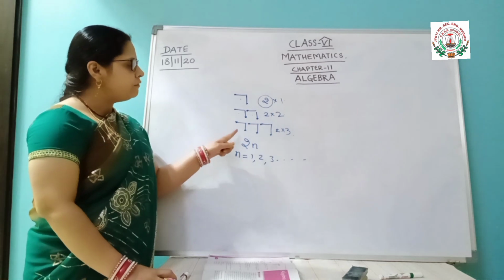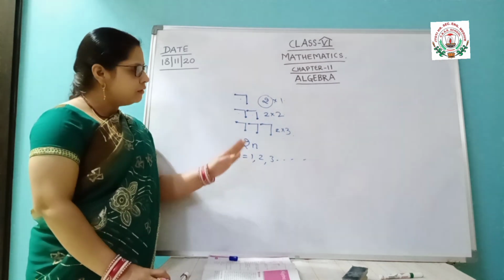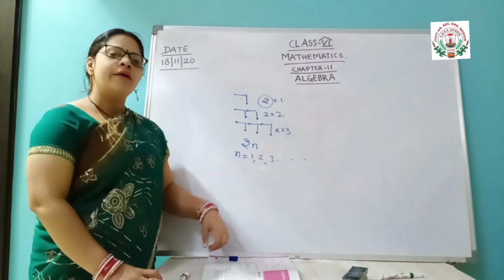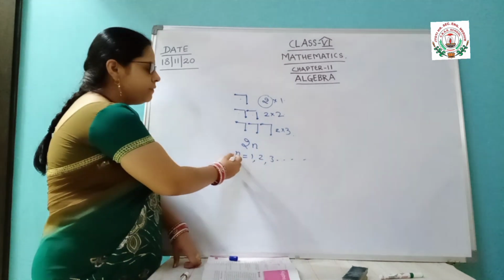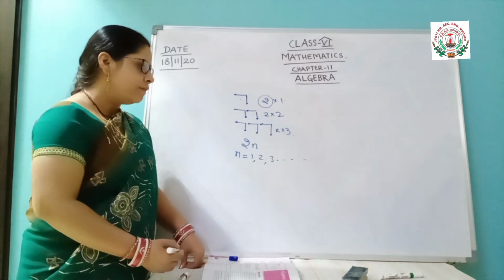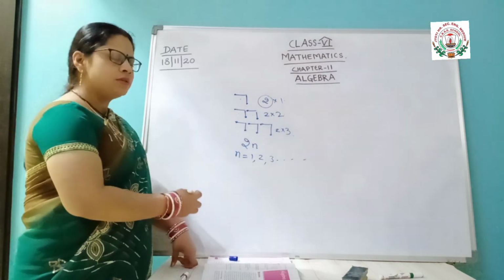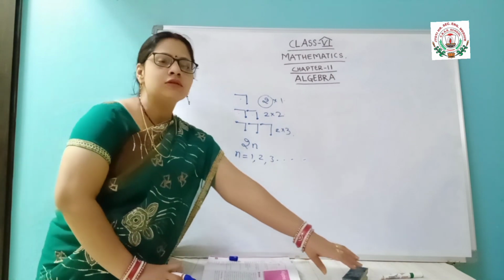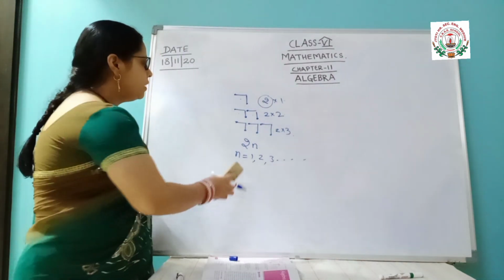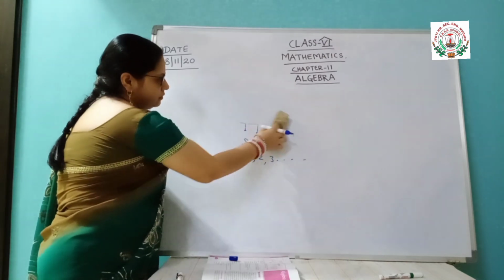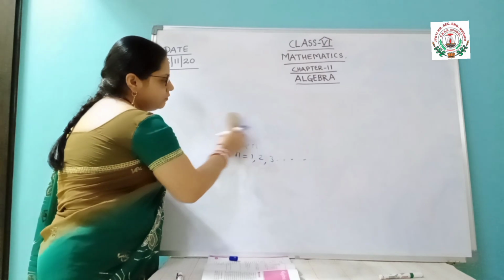If I ask for the next pattern, it will be the similar pattern repeated 4 times, and the next similarly 5 times. So for the values 1, 2, 3 and so on we are using the alphabet n. You can use anything, a, b, c, d up to z. So this is called a pattern. Now, if I take an example of something you have already studied, it will be more clear.